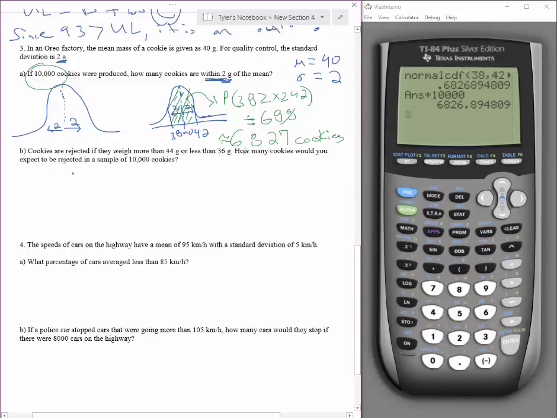Now if we look down at part B, it says cookies are rejected if they weigh more than 44 grams or less than 36 grams. How many cookies would you expect to be rejected in a sample of 10,000 cookies? So here's our normal distribution picture. Remember the mean is somewhere here in the center at 40, but what we're looking for is between 36 and 44. Hang on, it's kind of a bad 4.